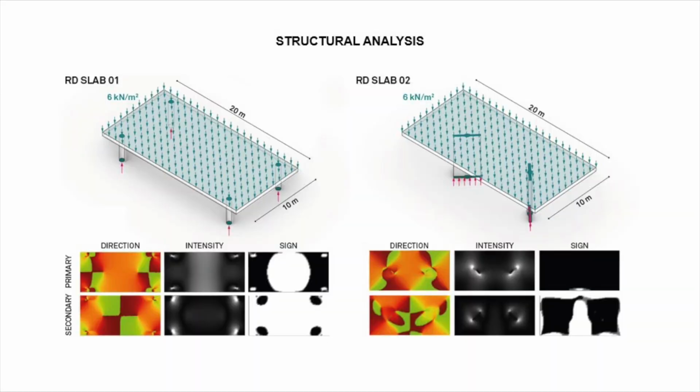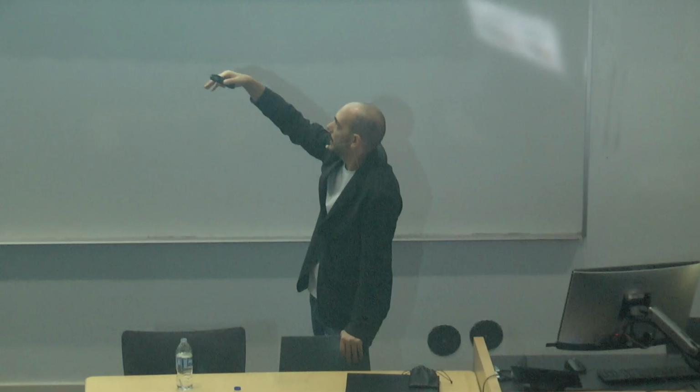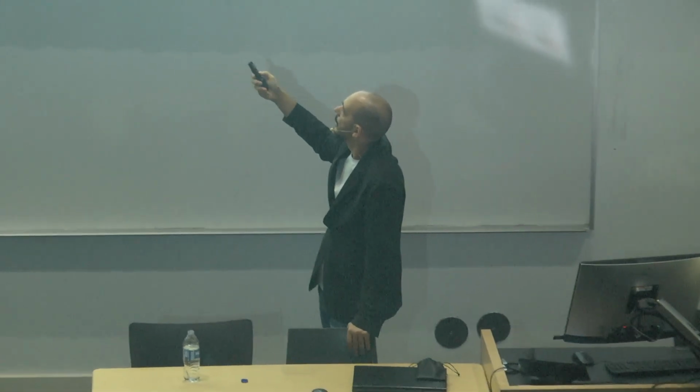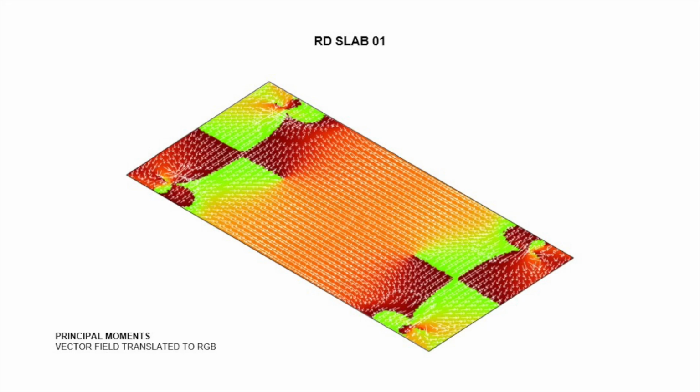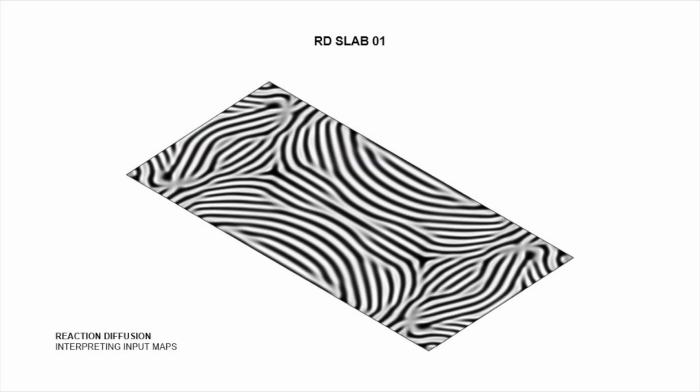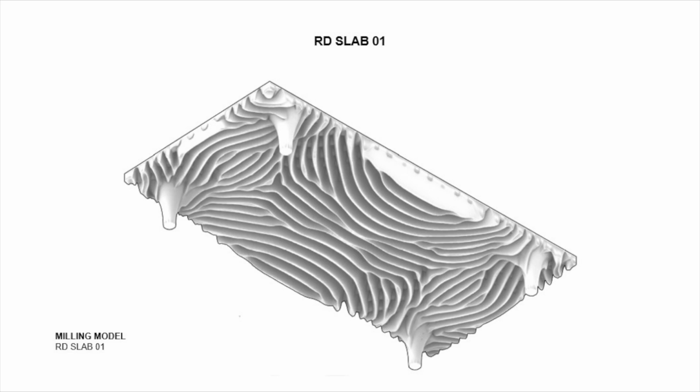So here you see two different designs, so two different systems of support with loading condition. They are generating different input maps that contain the direction of the vector, the intensity of the vectors, and also the sign of the moment vectors. And they are used to drive the formation of the reaction diffusion pattern that works with those specific designs. So you see the two patterns. At some point, they start to converge to a final configuration. And here you see the vector field with different maps and the design that is produced out of that.